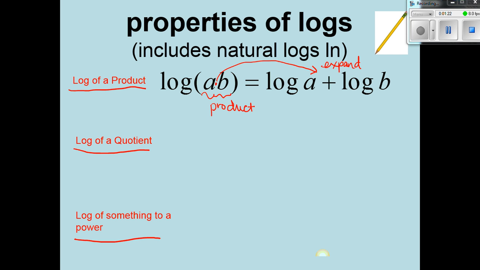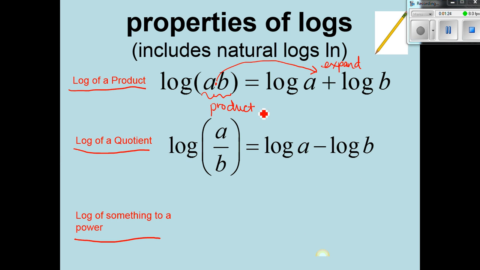The second property is log of a quotient. A quotient means I'm dividing. So here I have a quotient and a division. A is the numerator, B is the denominator. Log of A over B turns into log of A subtract log of B. So the division becomes a subtraction sign.